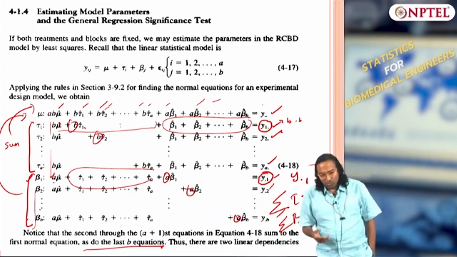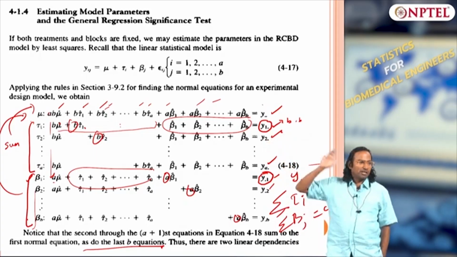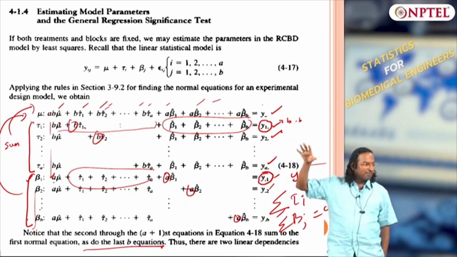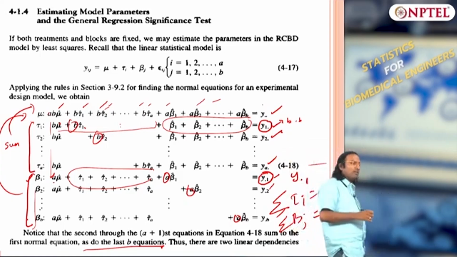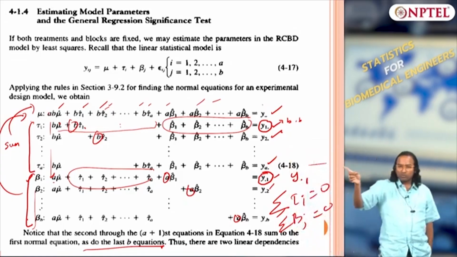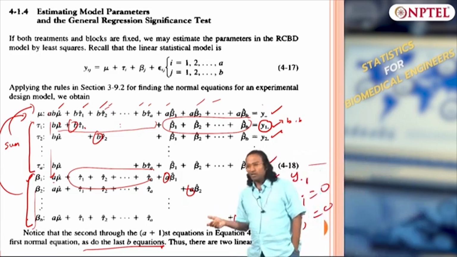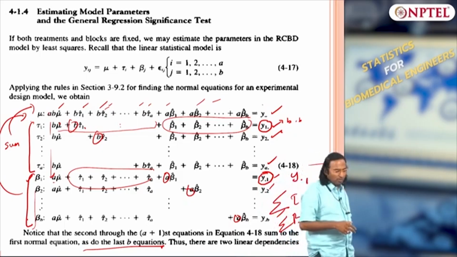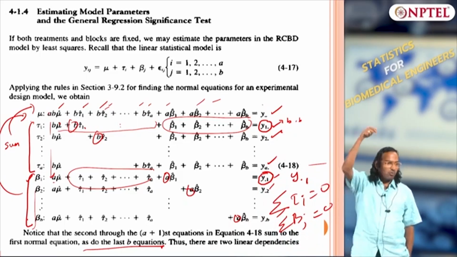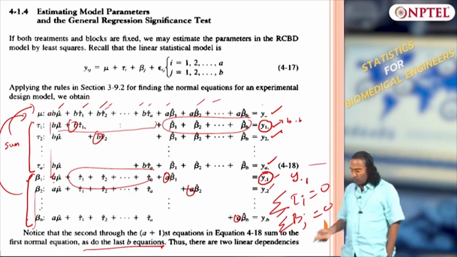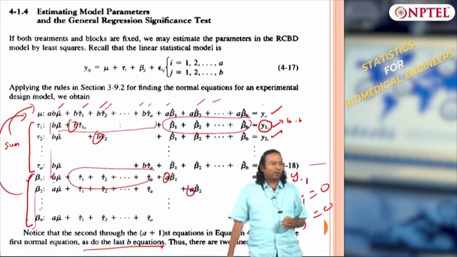So if you want to write the equation for mu, the right hand side will be y dot dot, because mu is contained in all data. The grand sum of all the data is y dot dot. And tau 1 is present in the first row, so the sum of the first row is y1 dot, for tau 2 it is y2 dot, and similarly for beta 1, that will be column wise, y dot 1, y dot 2, right, up to y dot b. So that is the right hand side, okay, that is straightforward, rule number 2.